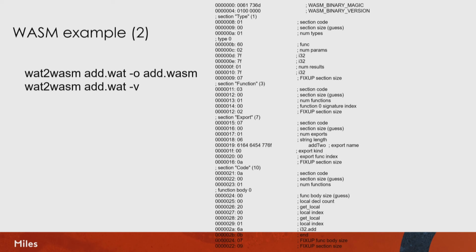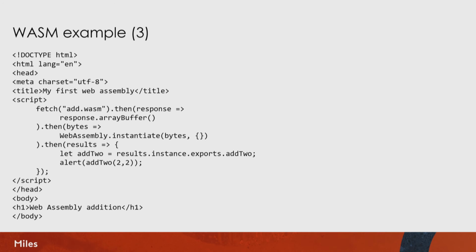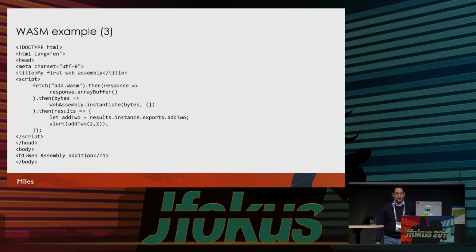But how do we use WebAssembly now that we have it in a binary format? Well, we can define an HTML page, and in our HTML page we do a fetch of our binary WebAssembly, and then we read the result into an array buffer. Since this is a standard, we can just call WebAssembly.instantiate on the thing that we read in.